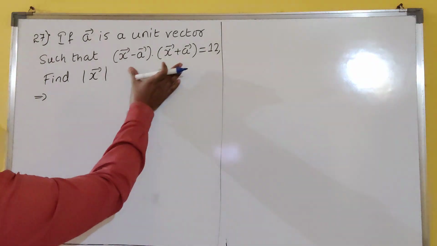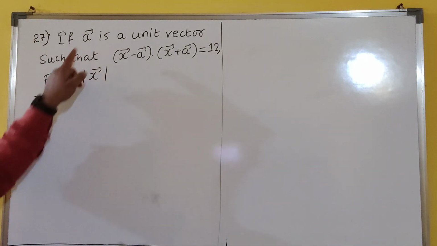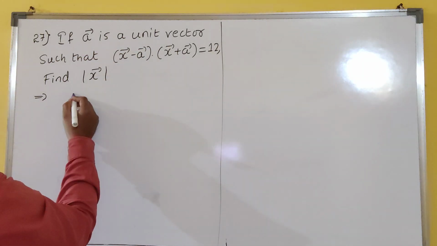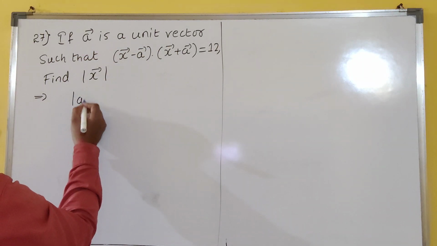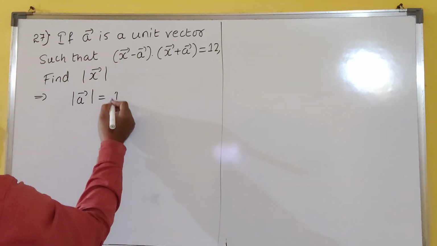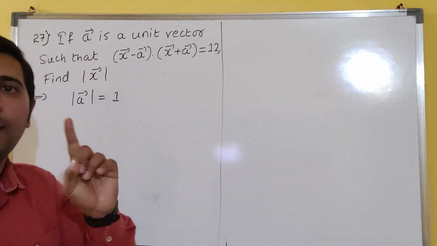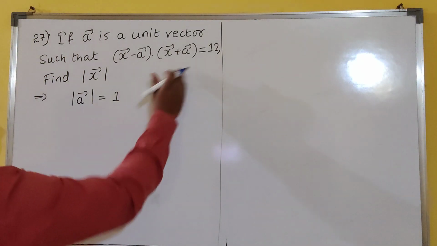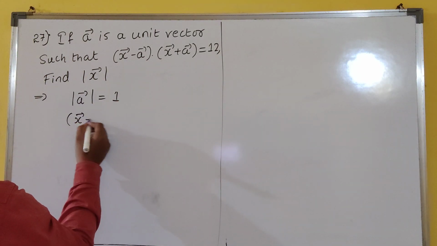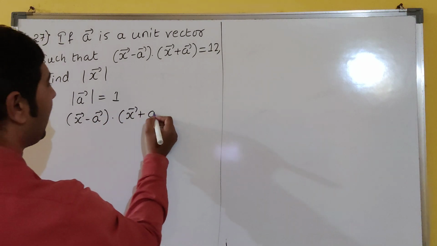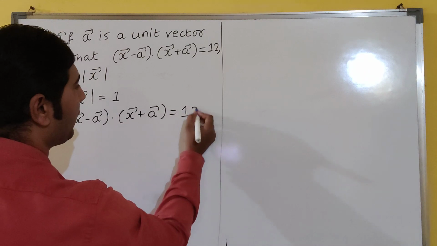Very easy question given, you write. So very important is that vector A is a unit vector. Vector A is a unit vector means whose magnitude is equal to 1, dear students. Such that he has given (vector x minus vector A) dot (vector x plus vector A) is equal to 12.